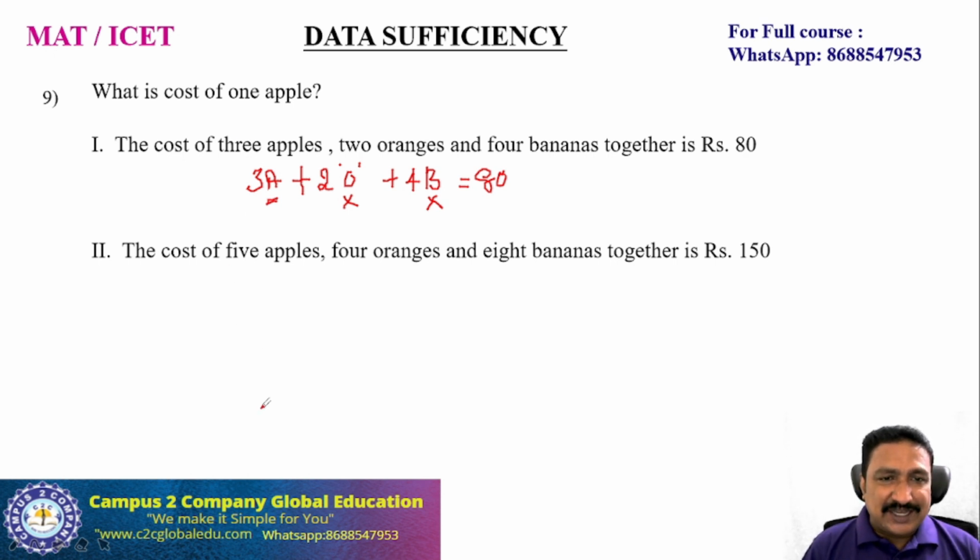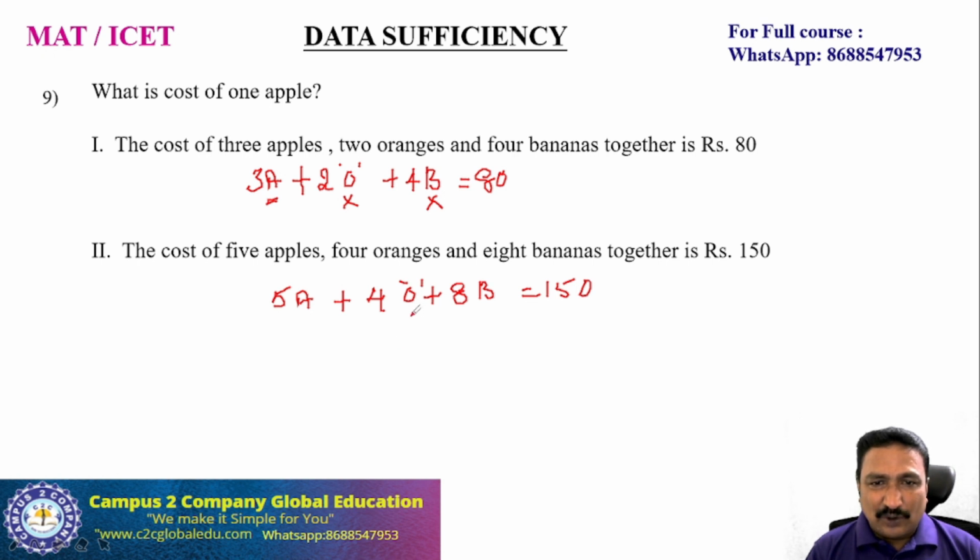Now come to the second statement. The cost of 5 apples, so we can write 5A plus 4 oranges, 4O, plus 8 bananas, 8B, together 150 rupees. So according to the second statement also we cannot say the answer exactly. Why? Because we don't know the cost of orange, we don't know the cost of banana. So the second statement is also not sufficient. When the first statement is not sufficient and the second statement is not sufficient, then we have to combine.